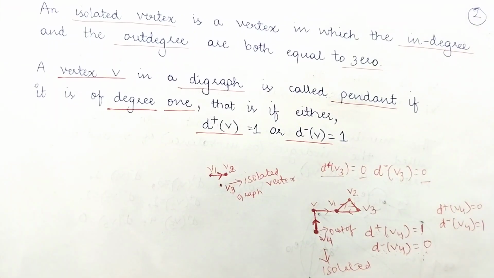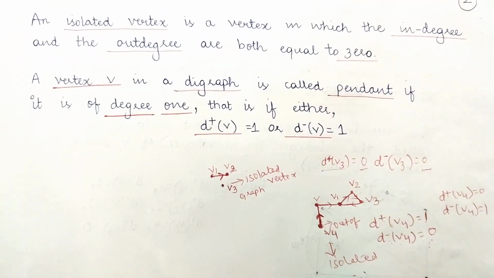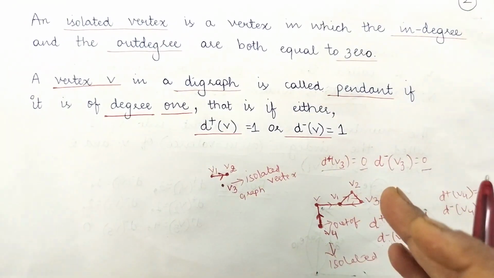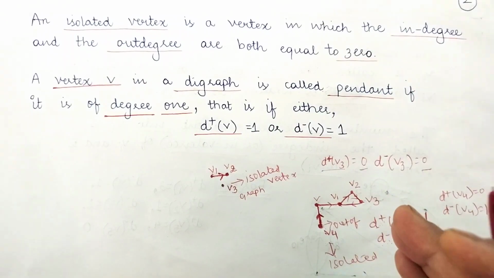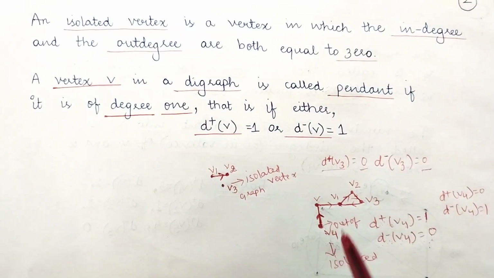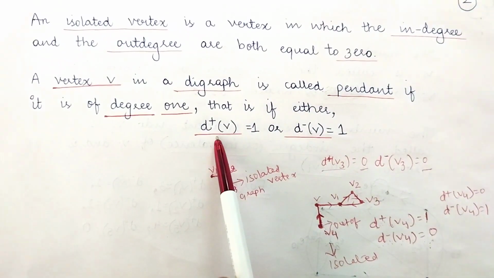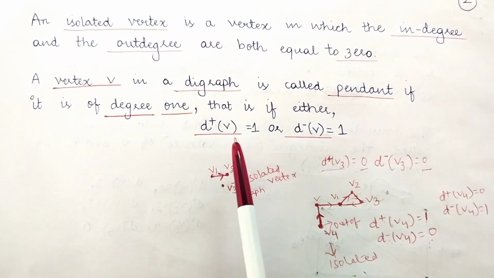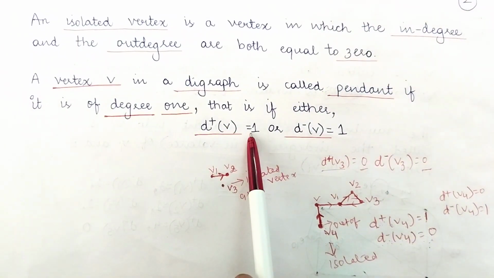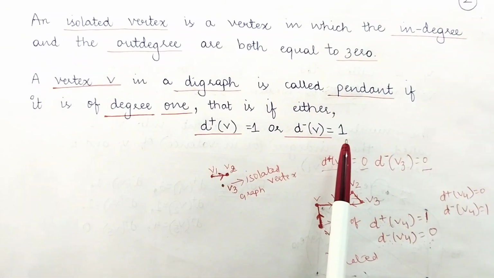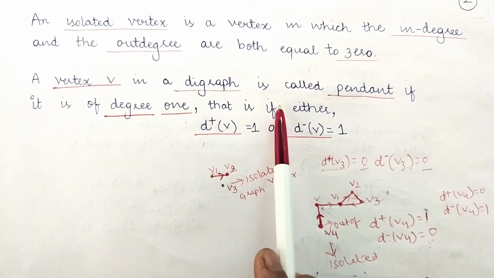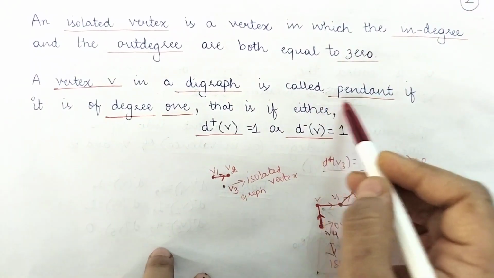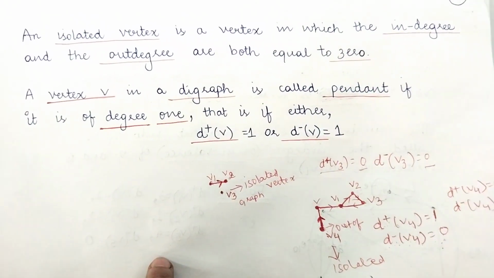Obviously, it is pendant because it has only one edge incident upon it. And if there is only one edge incident, it is quite obvious that either the in degree will be 1 or the out degree will be 1. So that is why a pendant vertex has either the out degree as 1 or in degree as 1. So for that reason, whenever you see a vertex which has either the out degree as 1 or the in degree as 1, but not both as 1, then you can say that that particular vertex is a pendant vertex.